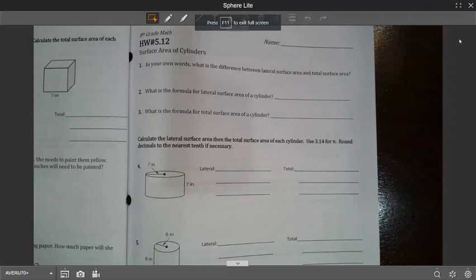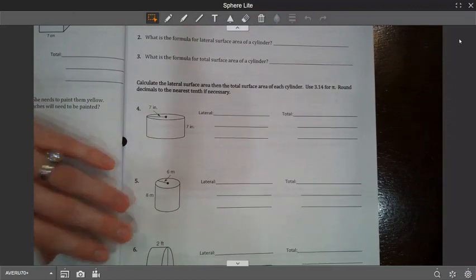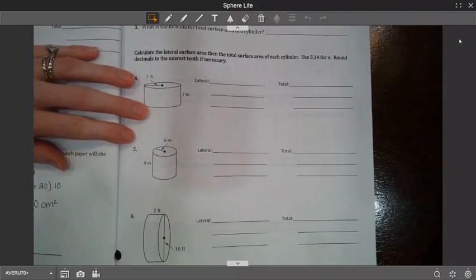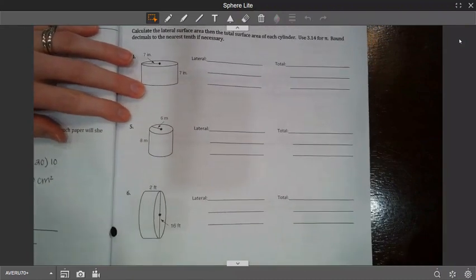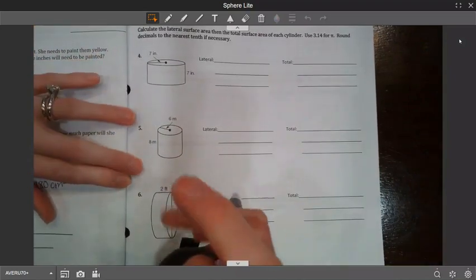Alrighty, we're going to go ahead and talk about the surface area of cylinders. So this one says calculate the lateral surface area and then the total surface area of each cylinder. Use 3.14 for pi and round the decimals to the nearest tenth if necessary. So I'm going to go ahead and do number 5.